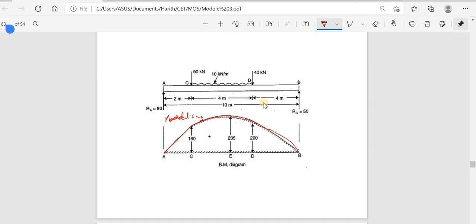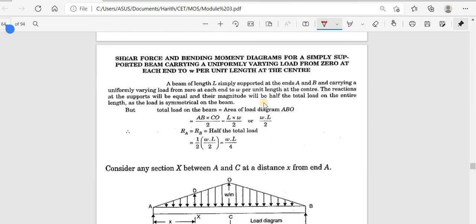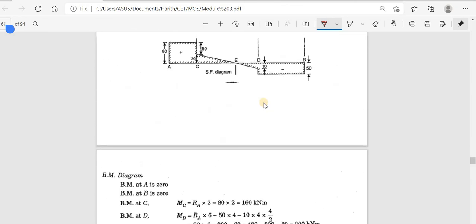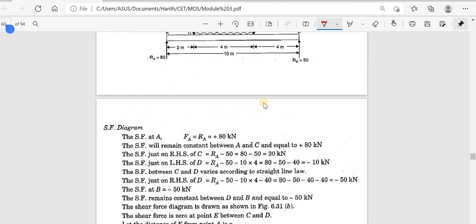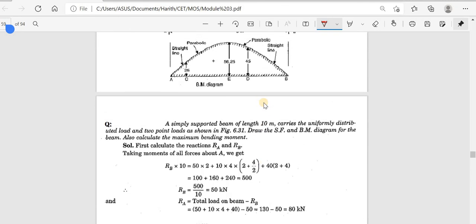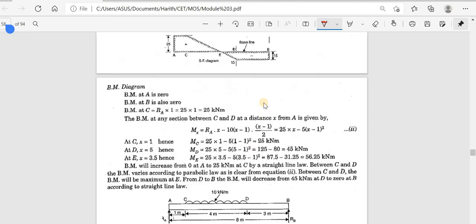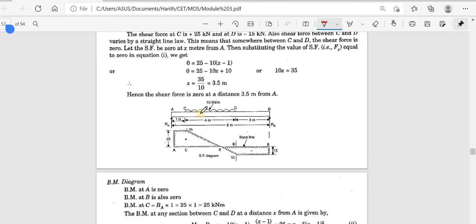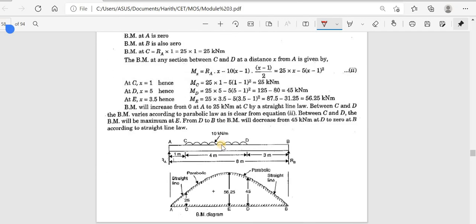Okay, so the only thing you have to understand is that the bending moment will be maximum where the shear force is changing its sign. For example, here a simple load is given. Here E is the point. At this point E, this is the point where the bending moment will be maximum. Look at here, again they have found out the value, something around 56. So that is the only thing extra you have to do.